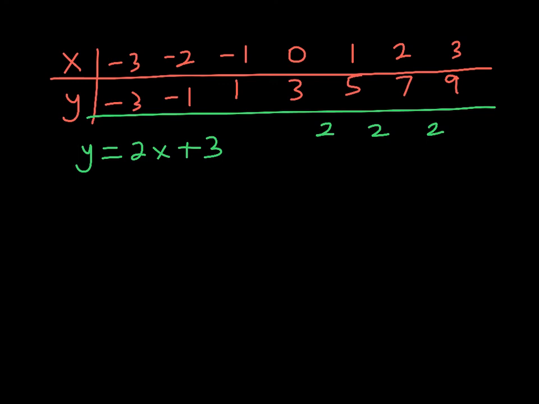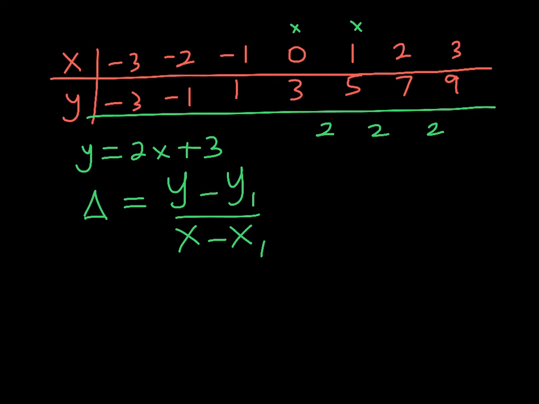Why is that? How did we find that? Well, the change can be calculated as the difference in y, y minus y1, divided by x minus x1. So let's say we are going from 0 to 1. What's the y value when x is 1?